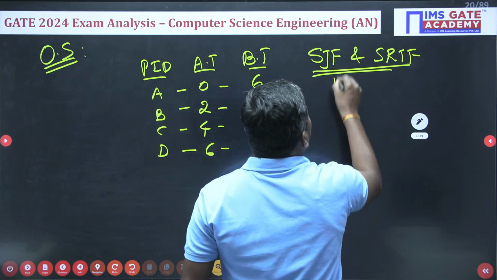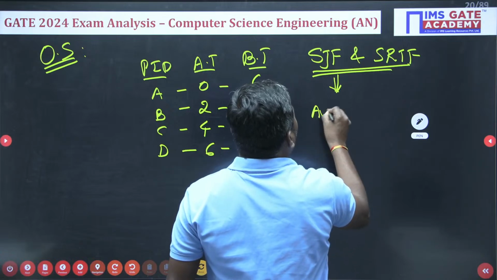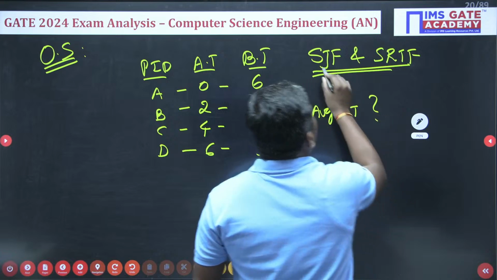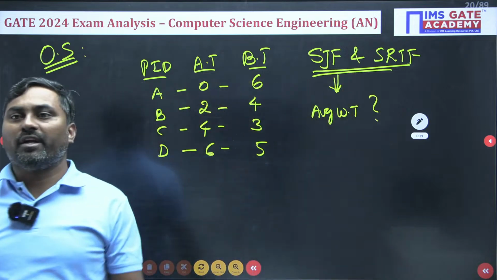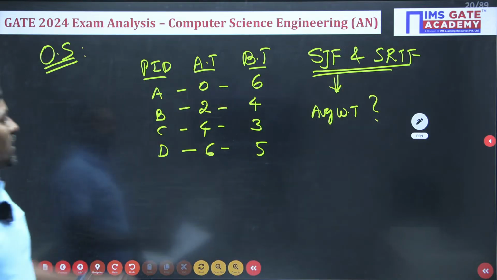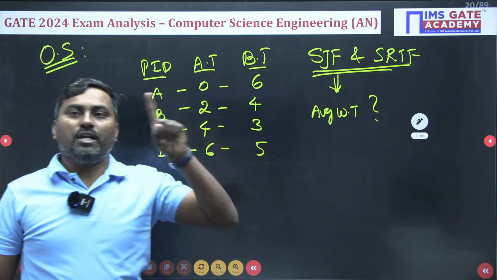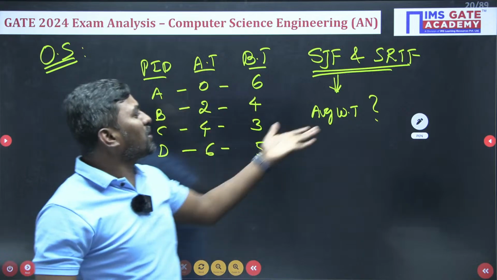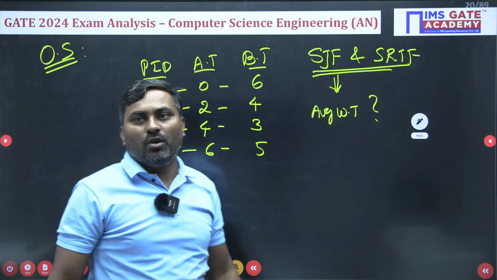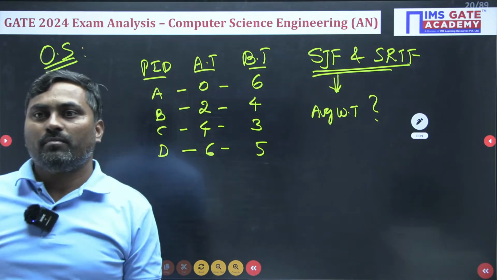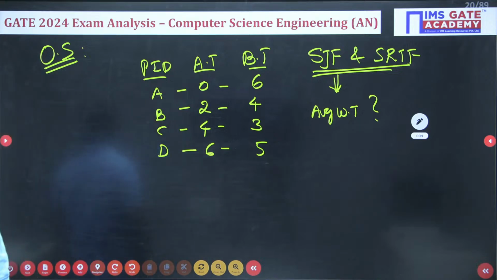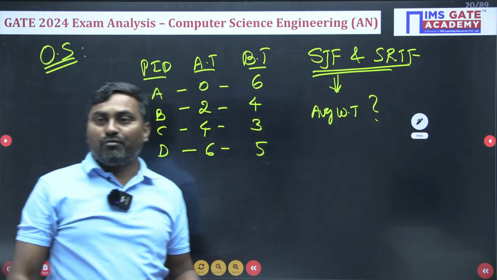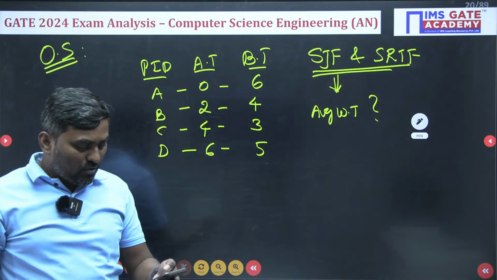And in this case they asked what is the average waiting time under shortest job first and shortest remaining time first. Is the data correct? Any one of you remember? I hope these values may be changed. Ultimately you know how to find the waiting time. This question is from shift 2, the afternoon session.